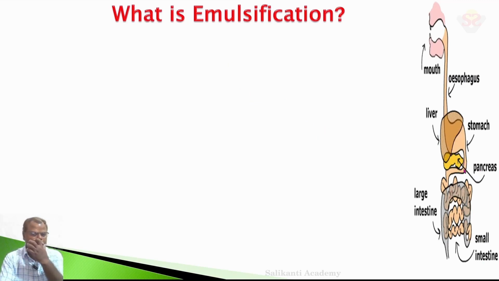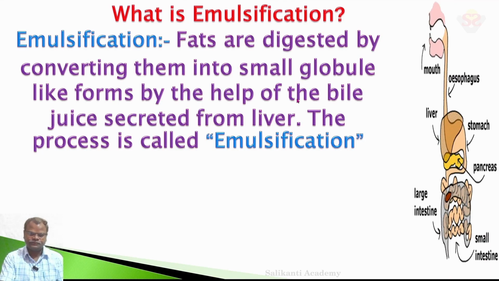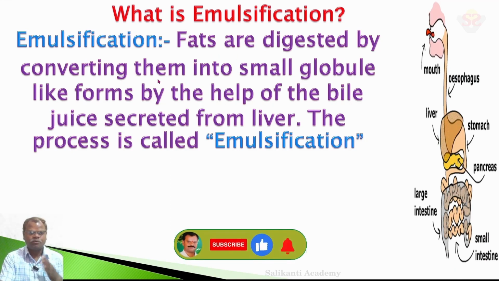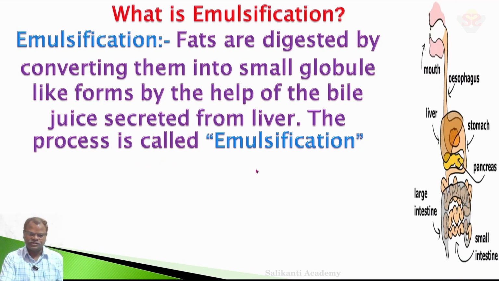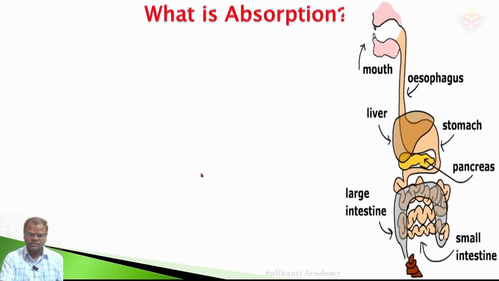This process occurs in the small intestine. The first part of the small intestine is the duodenum. In the duodenum, this emulsification process occurs. Emulsification: fats are digested by converting them into small globule-like forms with the help of bile juice secreted from the liver. The process is called emulsification. Students, you must remember what is bolus, what is chyme, and what is emulsification. These are the important steps in the digestive process.